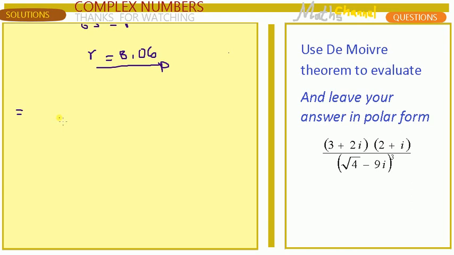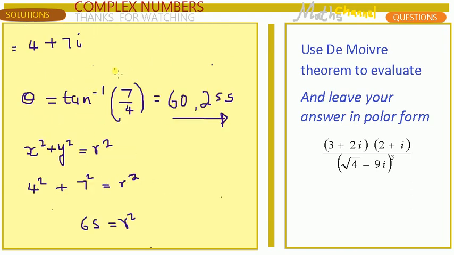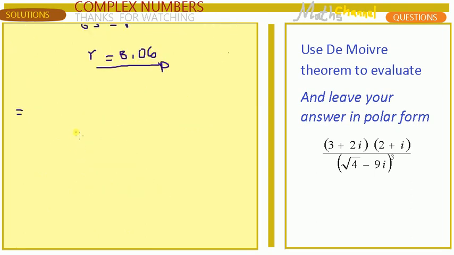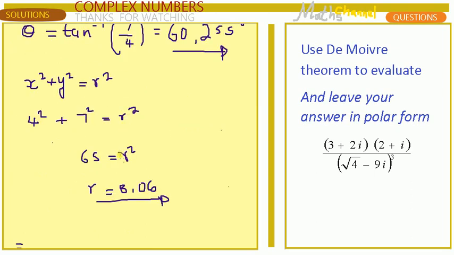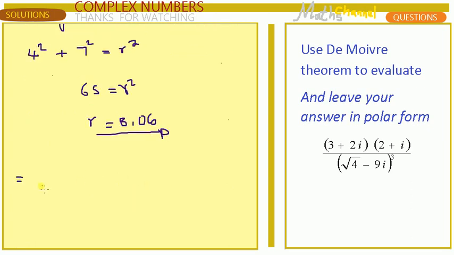So as you can see from here, we use the arctan to find the angle. So our angle is 60.255, and then we use Pythagoras theorem to find the value of r. So the value of r is 8.06. So we'll put them together on top, so we have 8.06, and now it's in polar form.